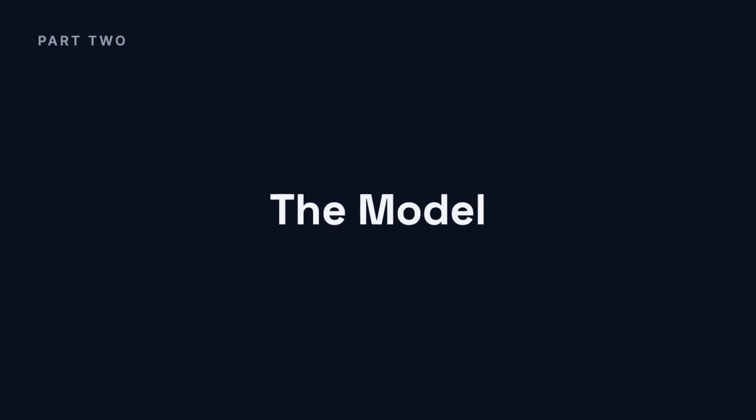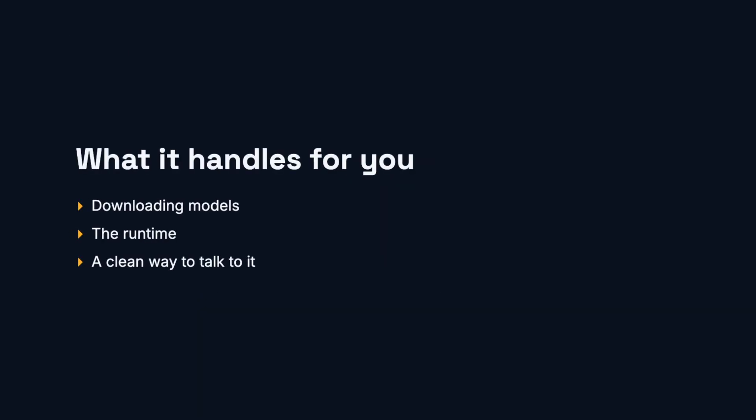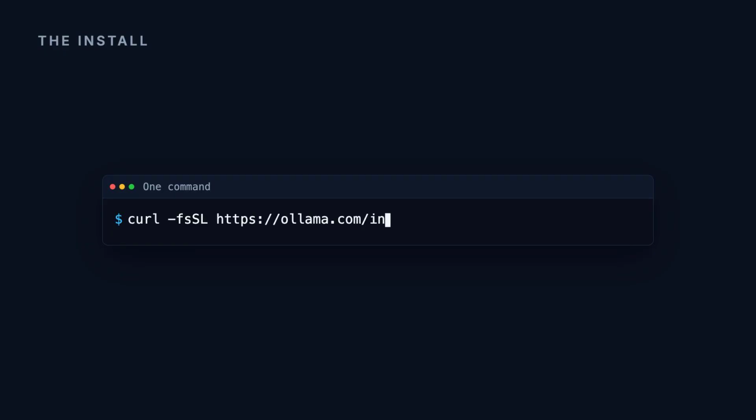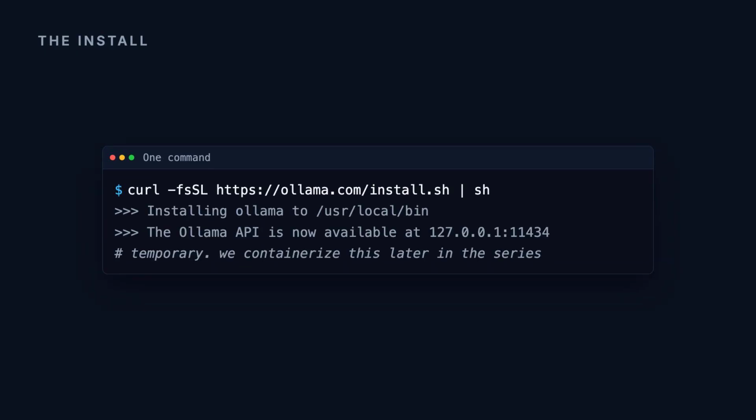Alright, the model. We're going to use a tool called Ollama. Ollama is the thing that makes this episode 15 minutes instead of an afternoon. It handles downloading models, it handles the runtime, it gives you a clean way to talk to a model from the command line or over an API. Installing it is genuinely one command, and I'll have it on screen. That's it. That's the install. This is temporary to get you here quickly. Later in the series, when we set up the cluster, this will all be containerized.